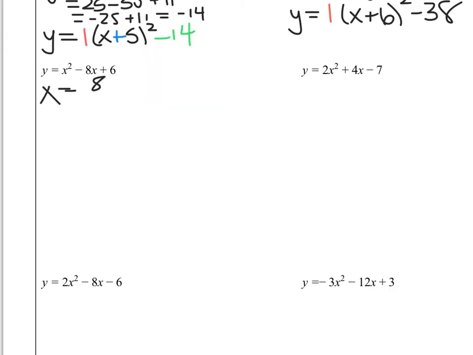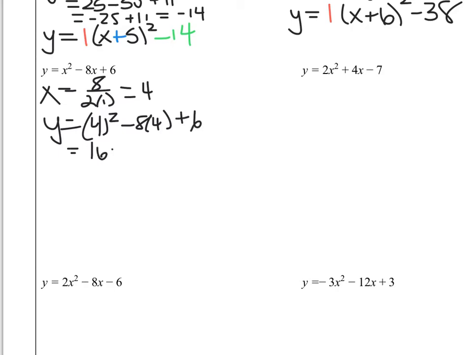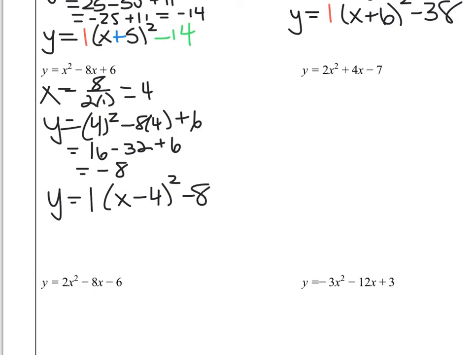X equals opposite b over 2a, so x equals 4 is the x coordinate of my vertex. Find the y coordinate by substituting in. So 16 minus 32 plus 6. So that would be 24 minus 32, which would be negative 8. Y equals, same a value, x, opposite of your x value, squared, and then keep your y value. All right, so all of those had an a of 1.